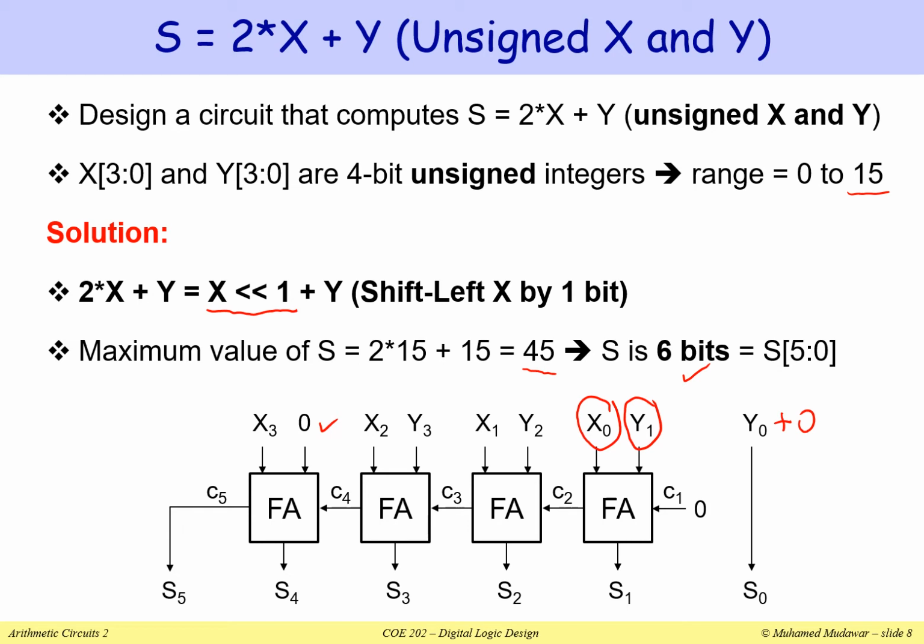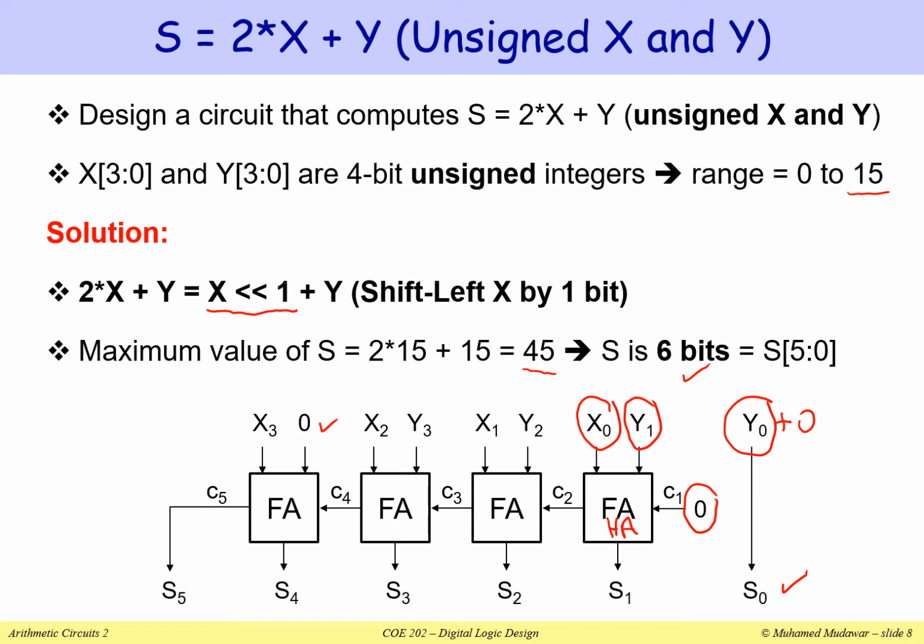Now we don't need a full adder to add Y0 plus 0, so we can say that the least significant bit of S, which is S0, is nothing but Y0. So this can be connected with a single wire, and there is no need for a full adder to add +0. So we can start adding X0 plus Y1, X1 plus Y2, and so on. Now notice that because here we have C1 equal to 0, I can replace this full adder with a half adder. In other words, we can simplify even this circuit.